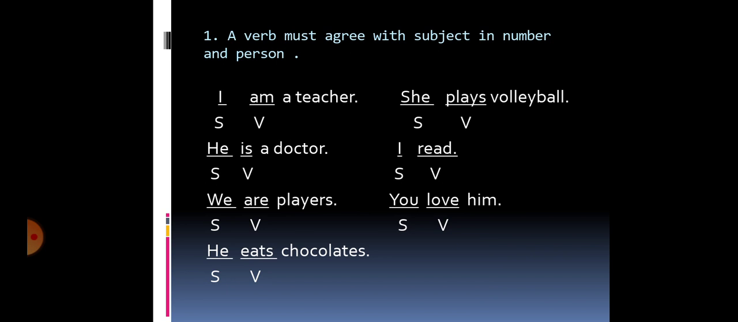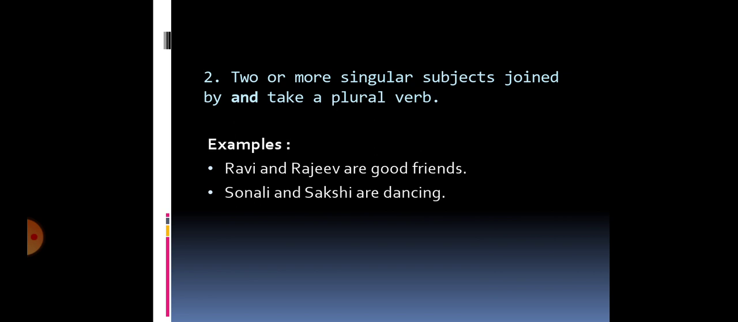Okay, so that's it. And now the next rule: two or more singular subjects joined by and take a plural verb. Okay, if two subjects are joined with and in between, like Ravi and Rajiv, then they take a plural verb, that is are. Sonali and Sakshi are dancing. Again, both are singular subjects, so they will take a plural verb.